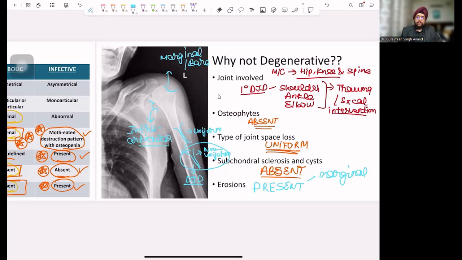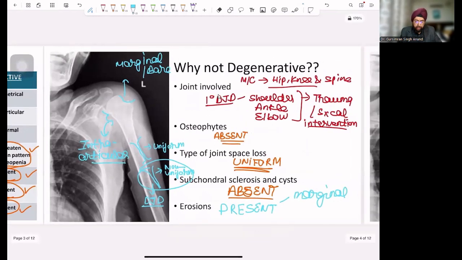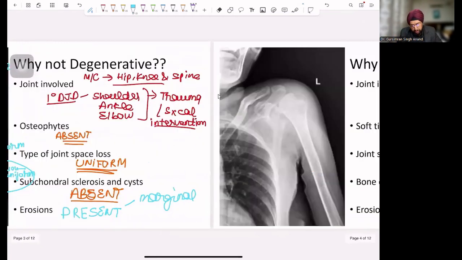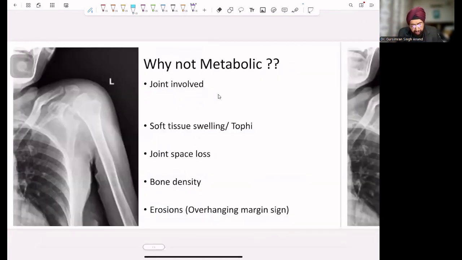So let us summarize. This joint is not one of the most common joints to be involved primarily by degenerative osteoarthritis. The points which go against degenerative osteoarthritis include the absence of osteophytes, a uniform type of joint space loss, absence of subchondral sclerosis and cyst, and presence of erosions. Let us move on to the second differential.